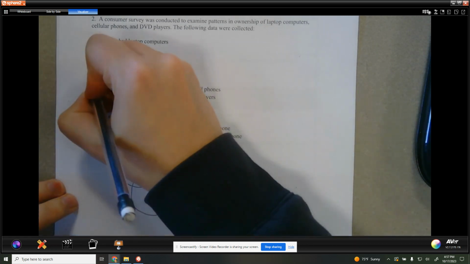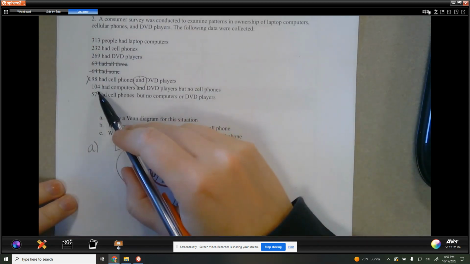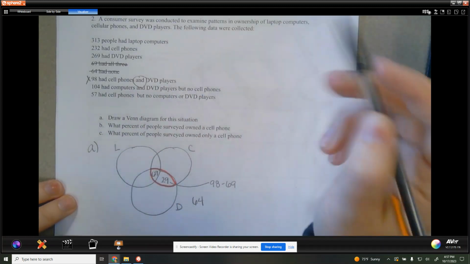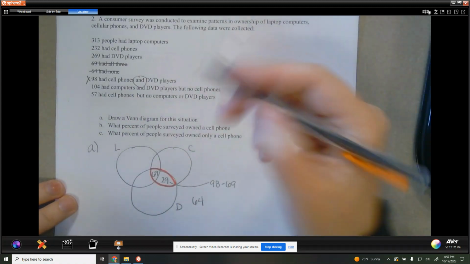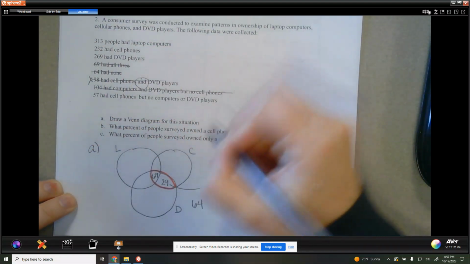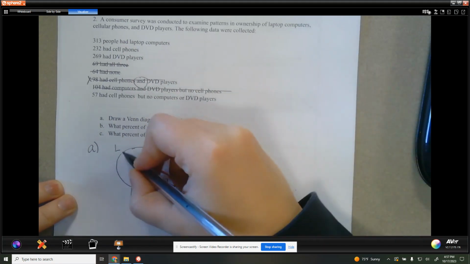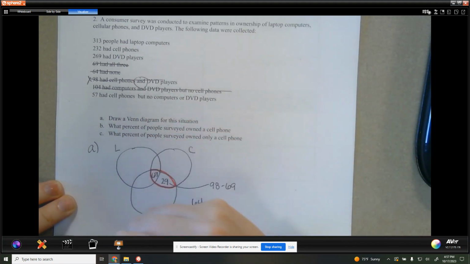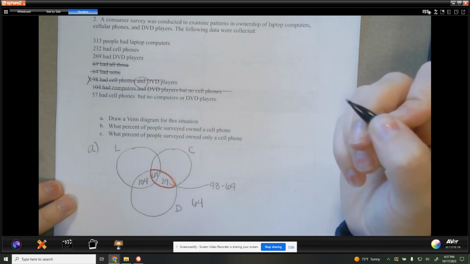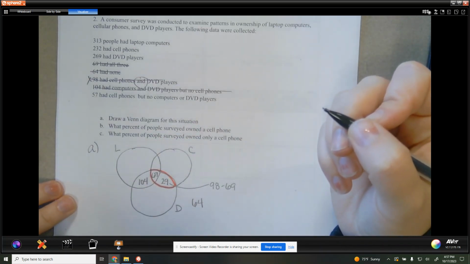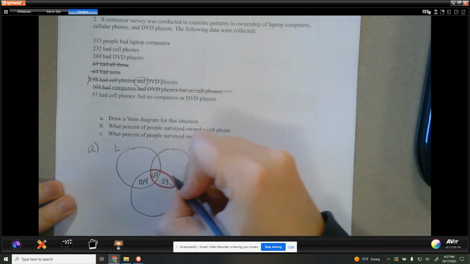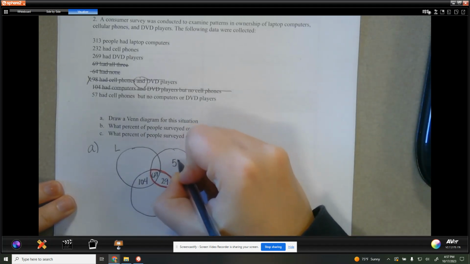The and statement's done. Next one, 104 computers and DVDs, but no cell phones. So this is one that names all three. That's nice. We can just plop it in. No subtraction needed. I'll cross this off here. 104 computers and, laptops, I should say, laptops and DVDs. No cell phones, so that's just right in here. And then 57 had cell phones, but no computers and no DVD players. So that's going to put us right here in the cell phone section.